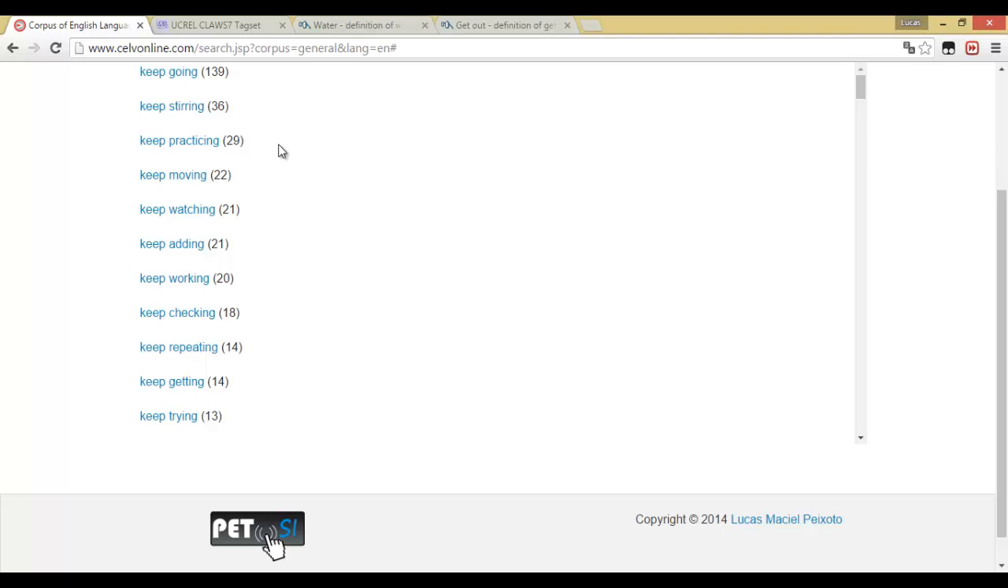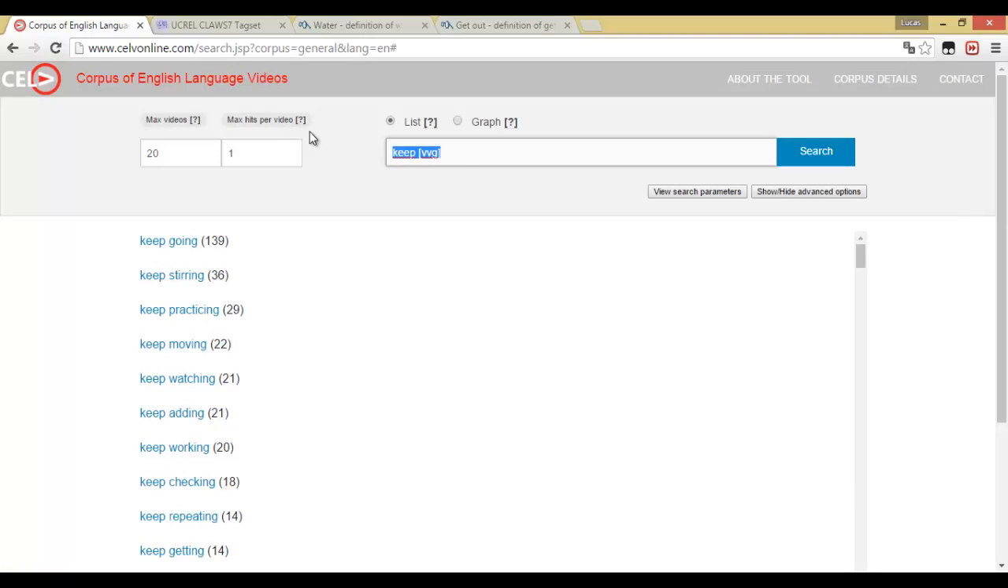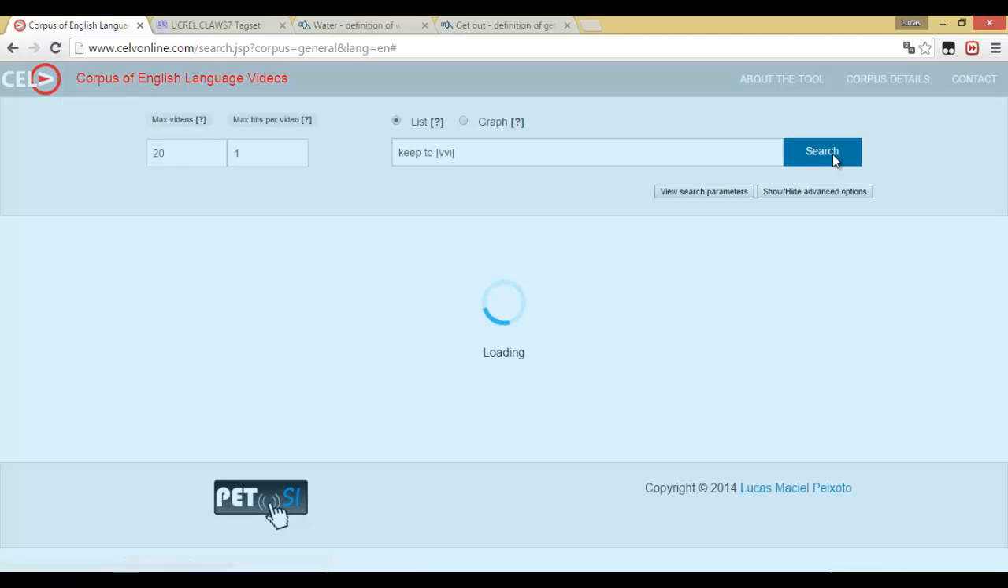But let's see what happens if we search for keep to and then VVI. No results were found in the corpus, which is a strong indication that this pattern is not used in the language. The same process can be done with the phrase would like. Searching for would like to VVI will show many different results.